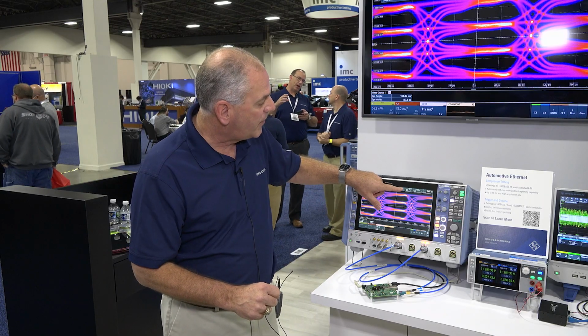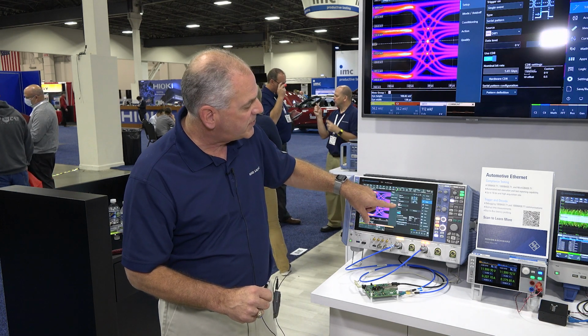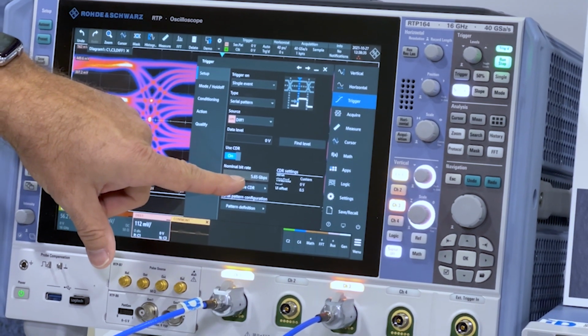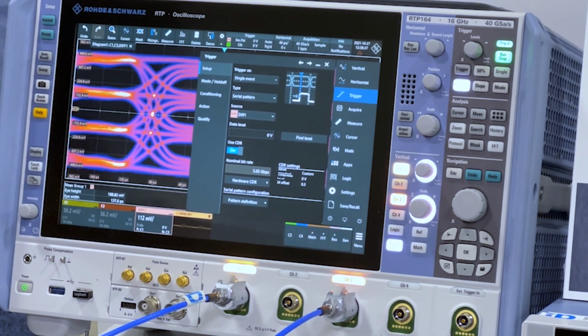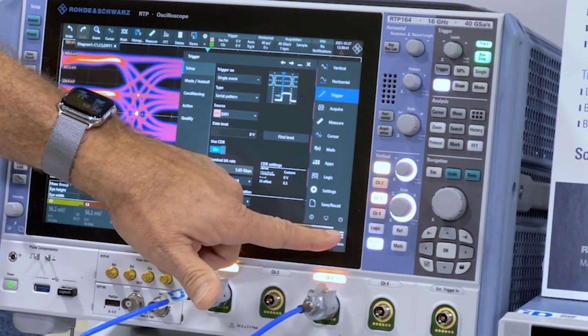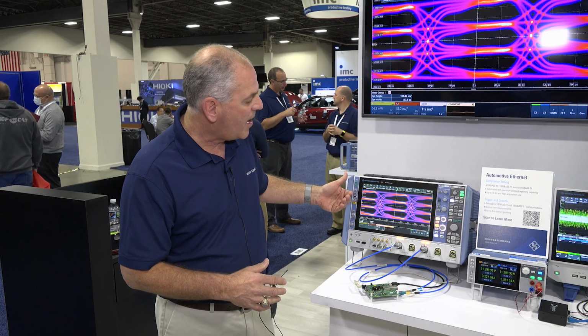We set up the clock recovery in the trigger setup. So in here we have it set up as a serial pattern trigger using hardware clock recovery, and I put in the nominal symbol rate for this standard, which is 5.65 gigabits per second. And so the instrument is locked to that clock, and so we're observing now the eye pattern.